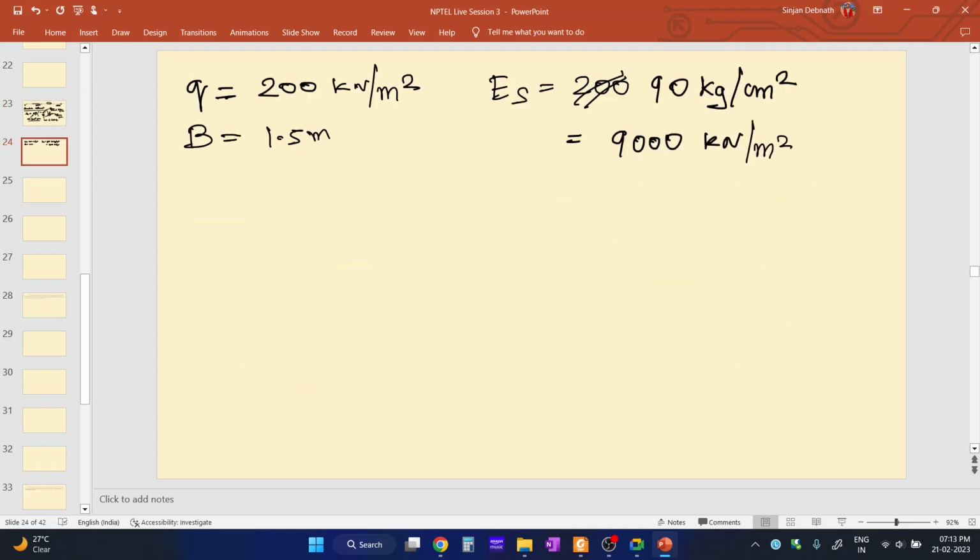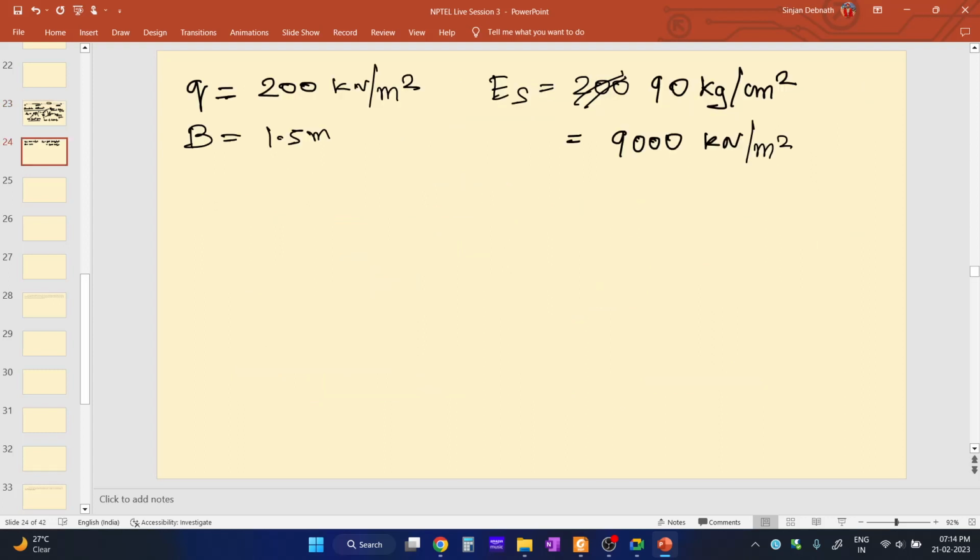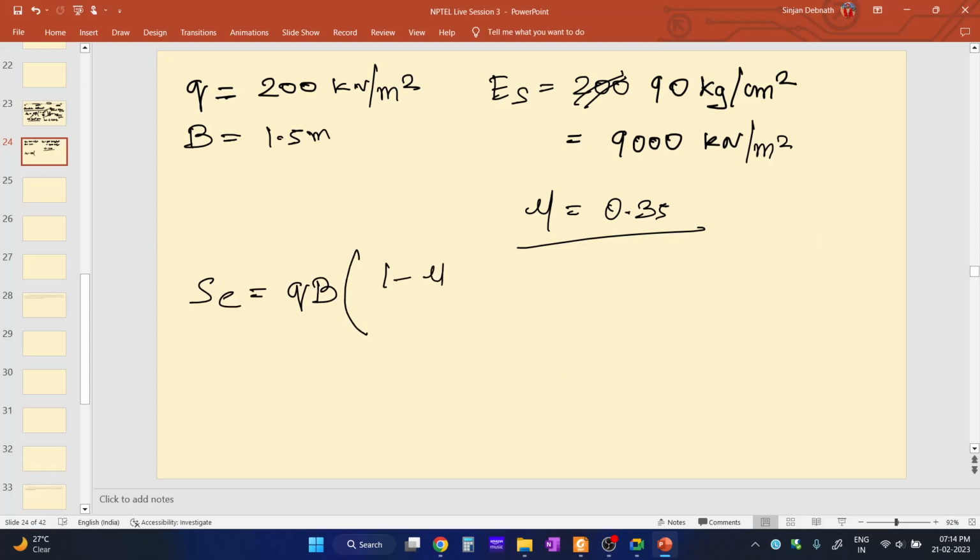So what is mu, the Poisson's ratio for this soil? It is silty soil. Generally the Poisson's ratio for silty soil is 0.35. It is not given in the question, so I am assuming it. Now if we input all these parameters into this equation, let me write down the equation once again, up to this. After that I will incorporate the influence factor.